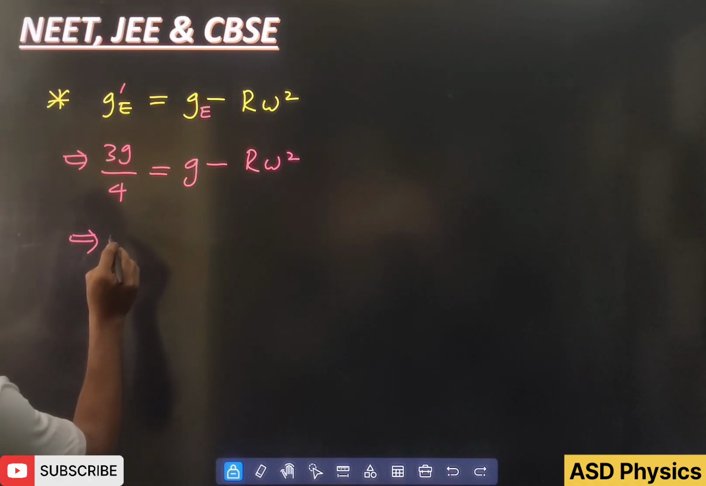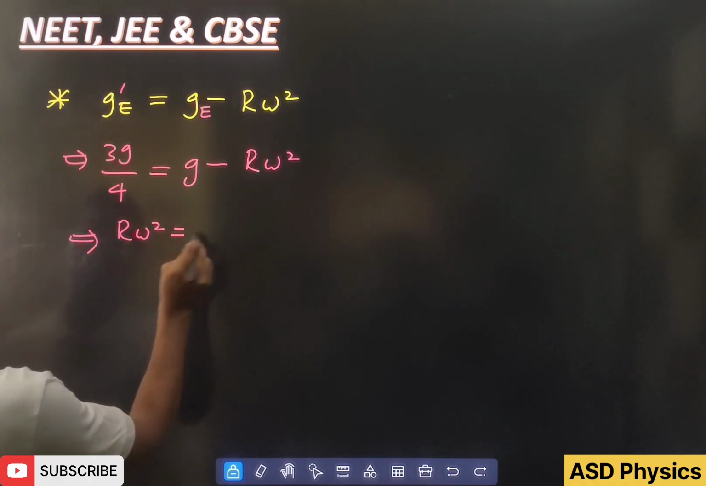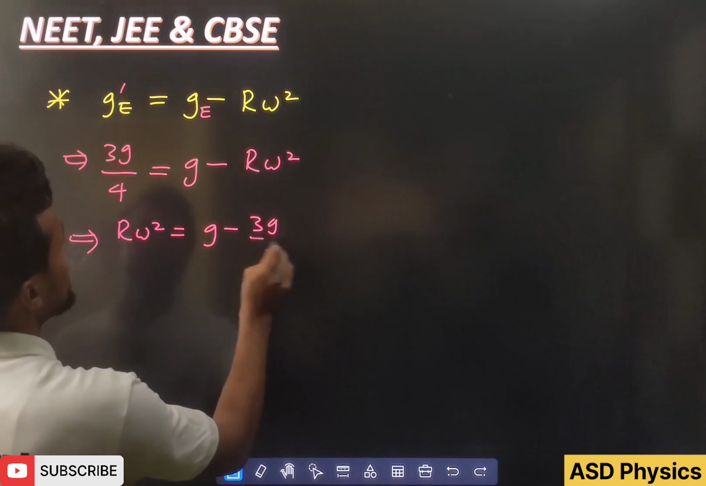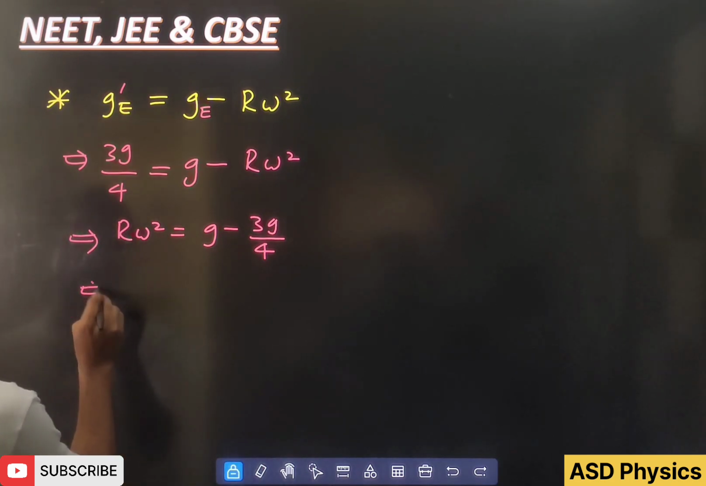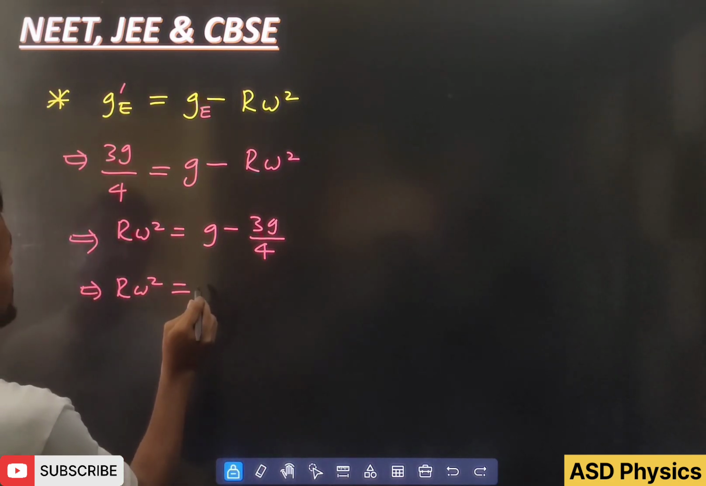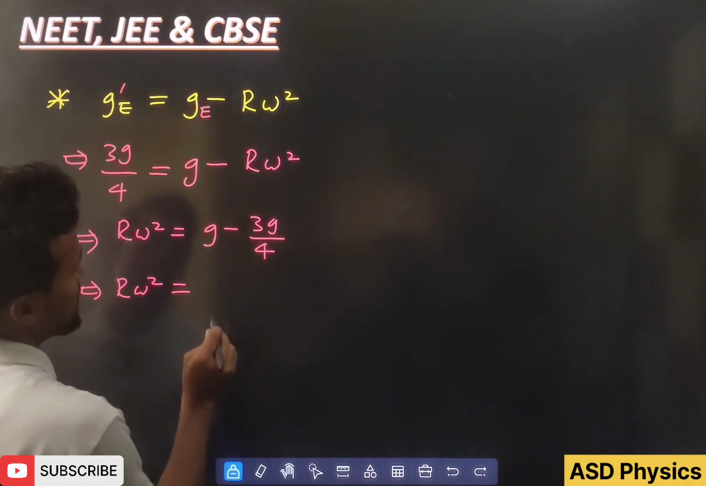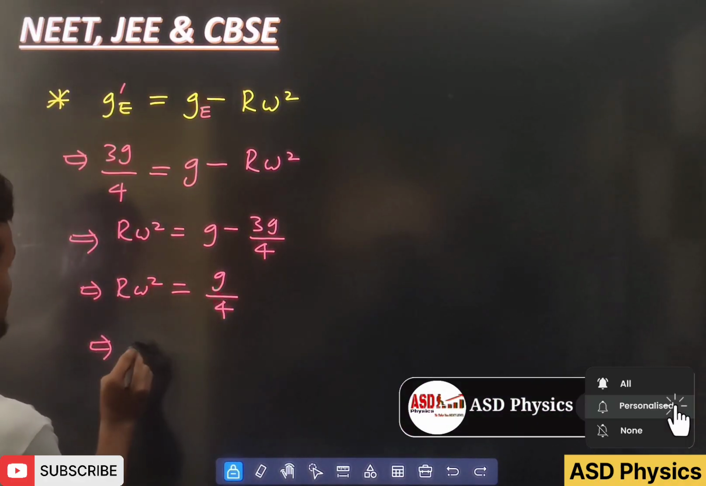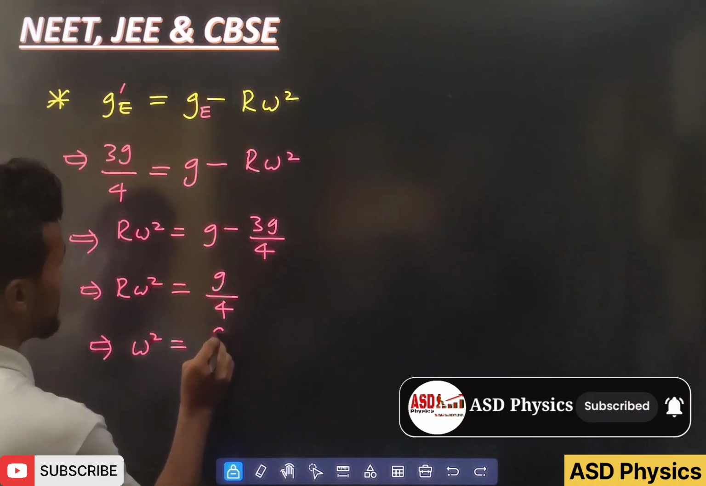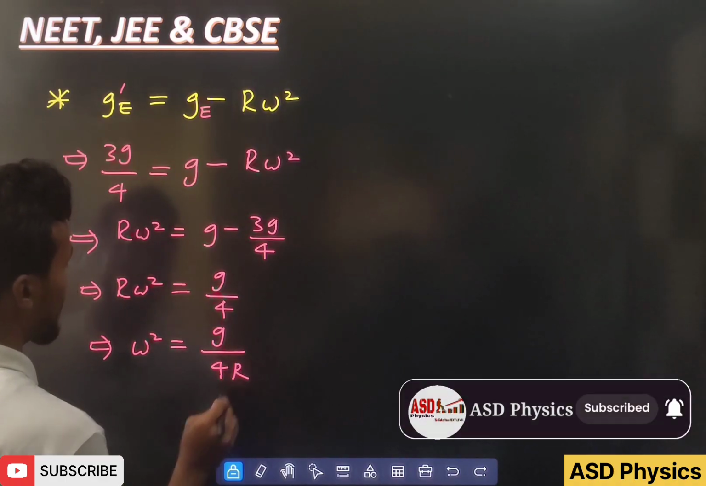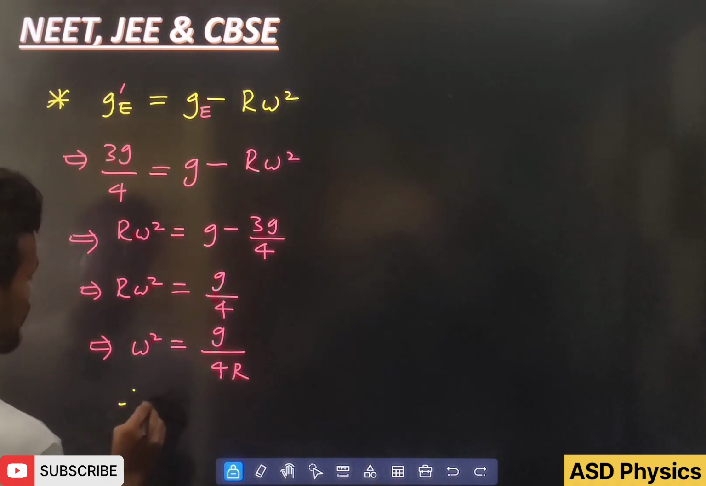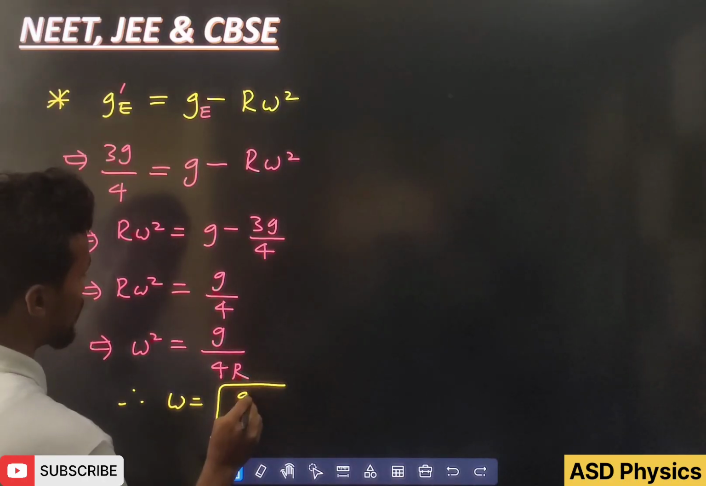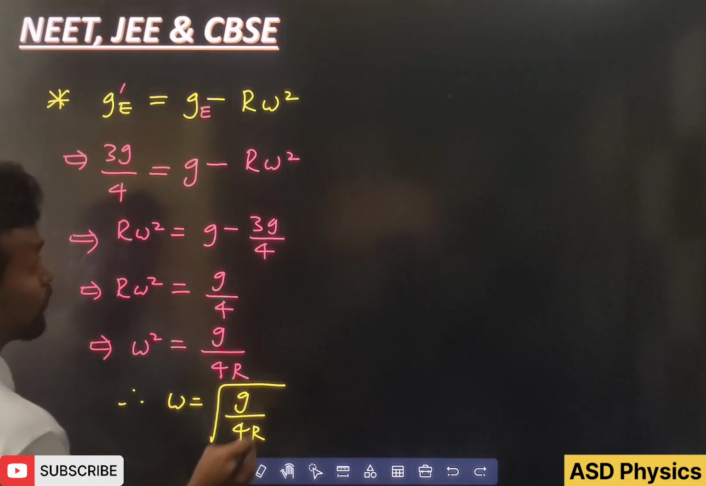So from here we will simplify this. R omega square is G minus 3G by 4. So R omega square becomes 4G minus 3G by 4, which will become G by 4. Hence omega square will become G by 4R, so omega is coming as root of G by 4R. The earth should rotate with root G by 4R.